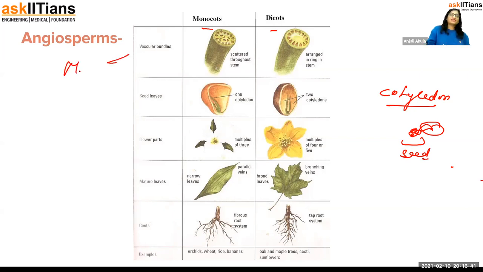Like in monocot, maize is the famous example. It is just one. In dicot, pea is the famous example because it's two. Or you may say mung or any pulses. A lot of them. Okay. Now, one thing that is important to you is the differences between monocot and dicot.